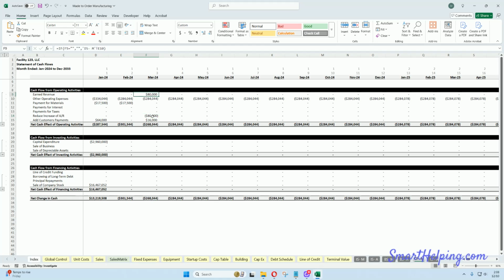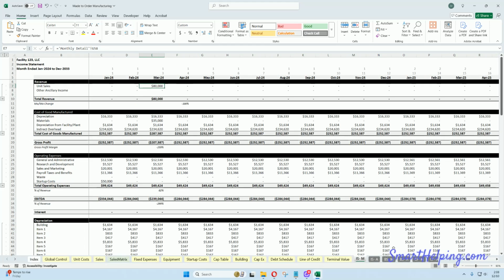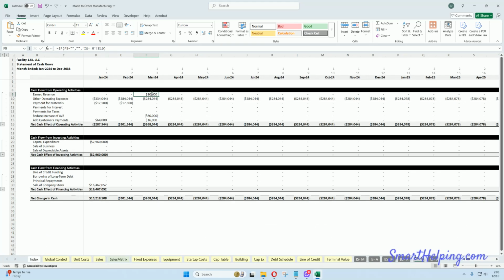But we have cash collected. When is this cash actually collected? Here, customer payments, and some is collected here. So this is the actual cash coming in, and you zero out the earned revenue and the reduction of AR. Those balance out, and that gets you the correct cash flow in each period.